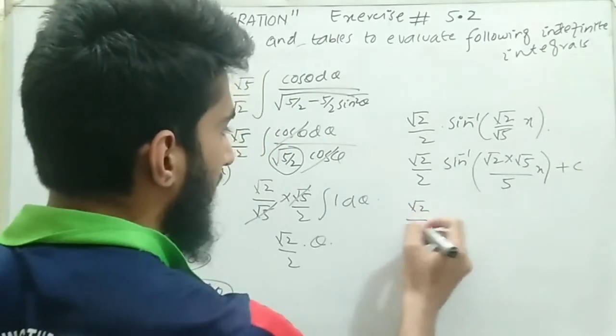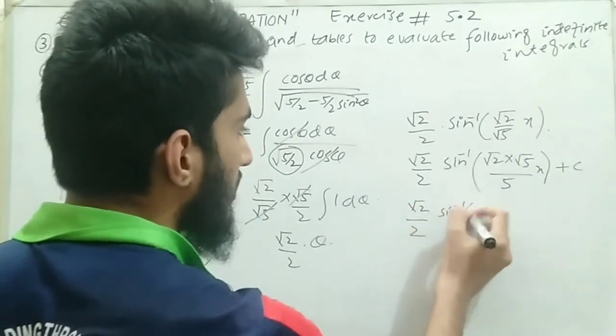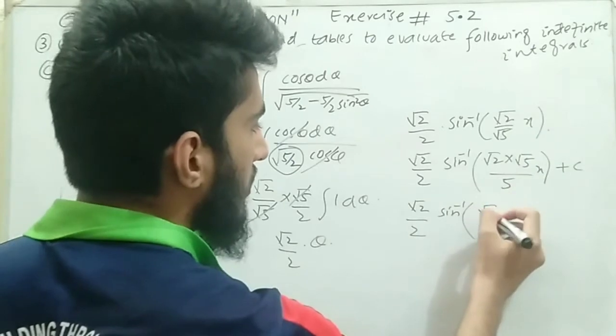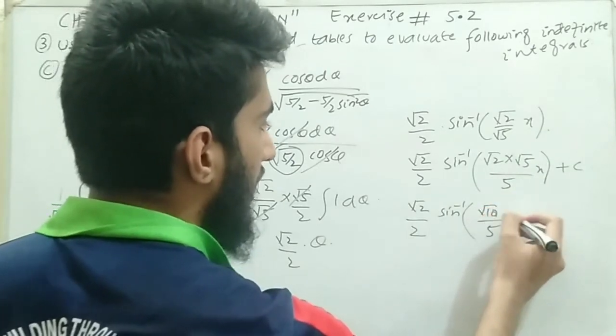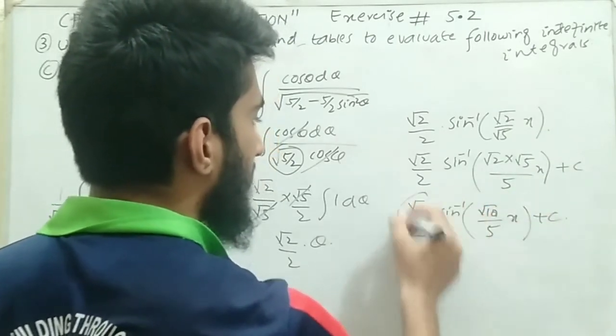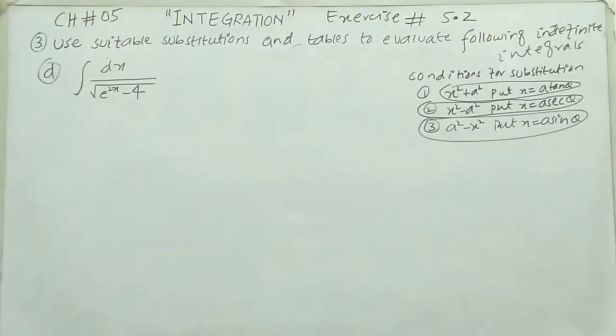So under root 2 divided by 2 sine inverse, it becomes root 10 divided by 5 and x, plus constant of integration. This is the required result. Now move toward part number D.